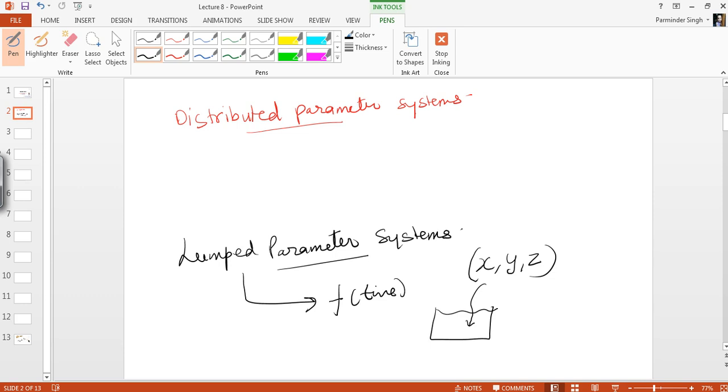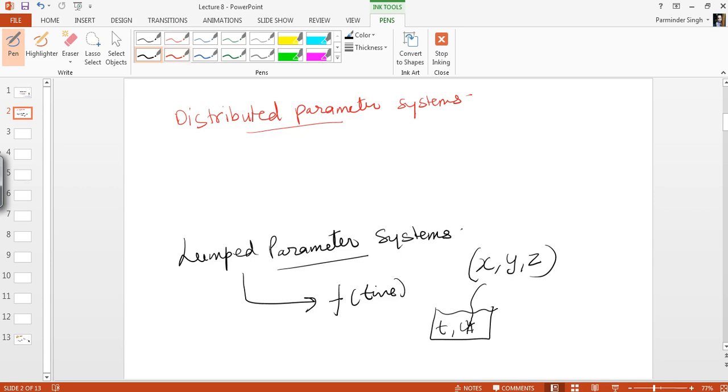Clear? So that means the temperature and the concentration in the system will change only according to time. So a lump, or the average, may be taken as the representative for the entire content of the material in the tank, which also makes the model much more simplified.